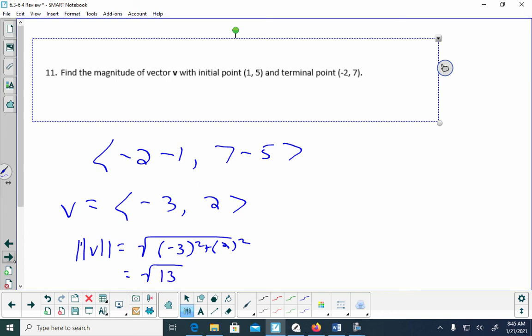Now, I didn't have to put it in component form first. I could have done the distance formula to find the magnitude, but I find it a lot easier just to find the component form first.